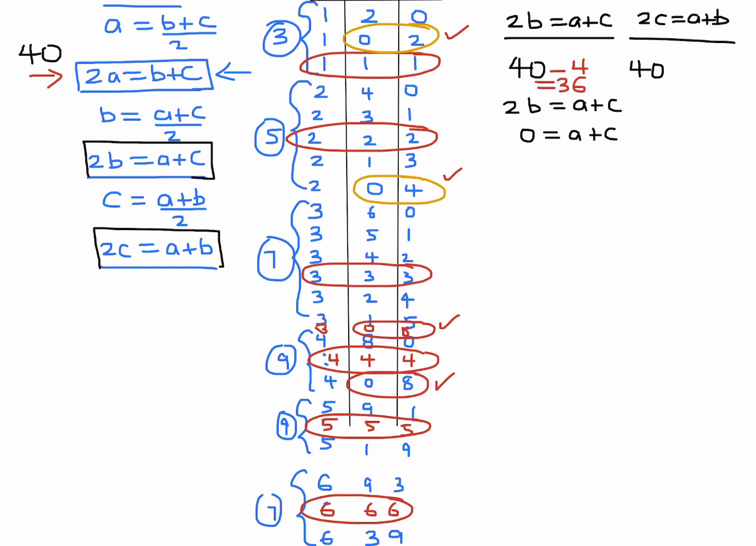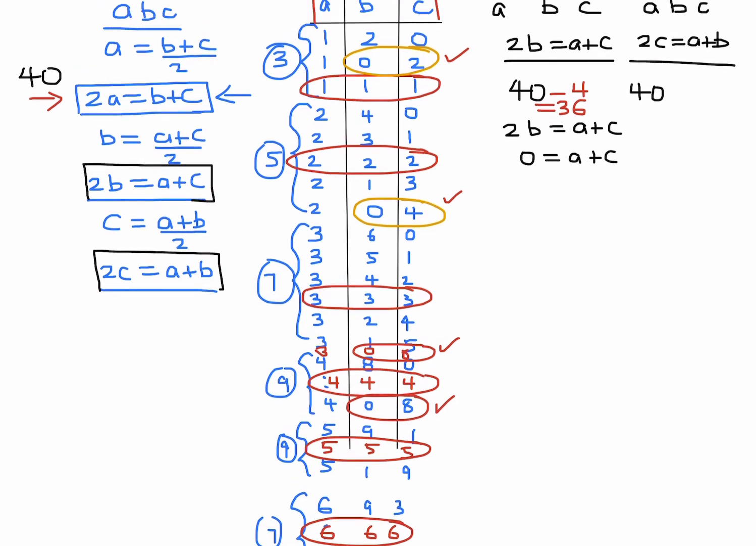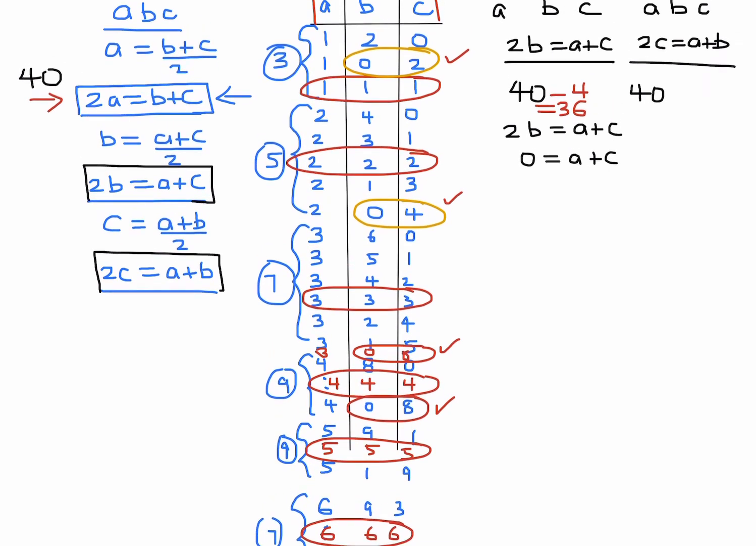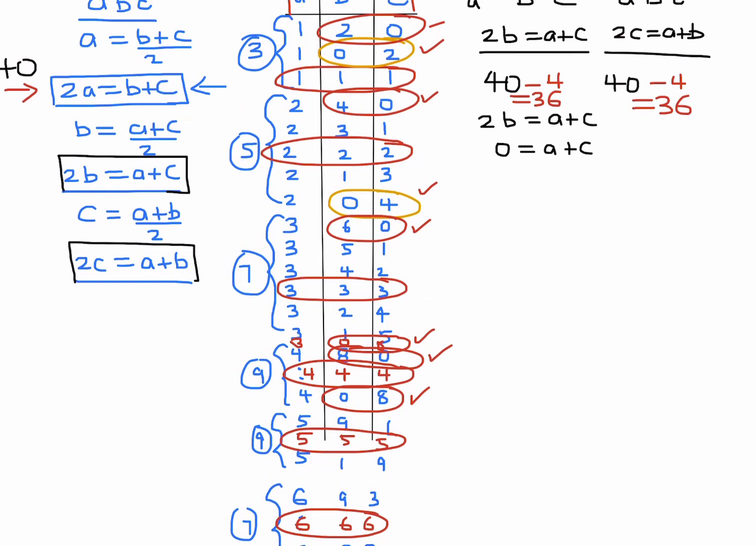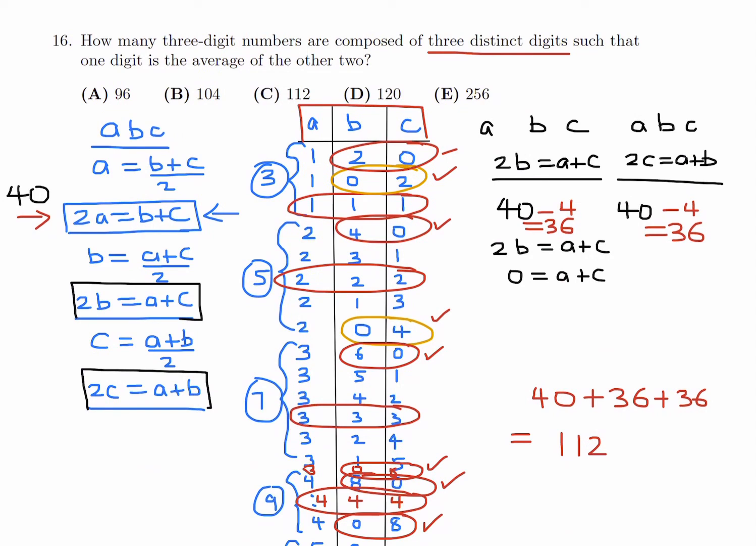And the same thing with this, we can't have C equal to 0. So those ones we also have to subtract anytime there's a C equal to 0. And that would be this one, that one, this one, and this one in here. So 1, 2, 3, 4. So again, it's 40 minus 4, which is 36. So the grand total is 40 there, plus 36 plus 36. And that is 72 plus 40, which is 112. So number 16, the answer is C.